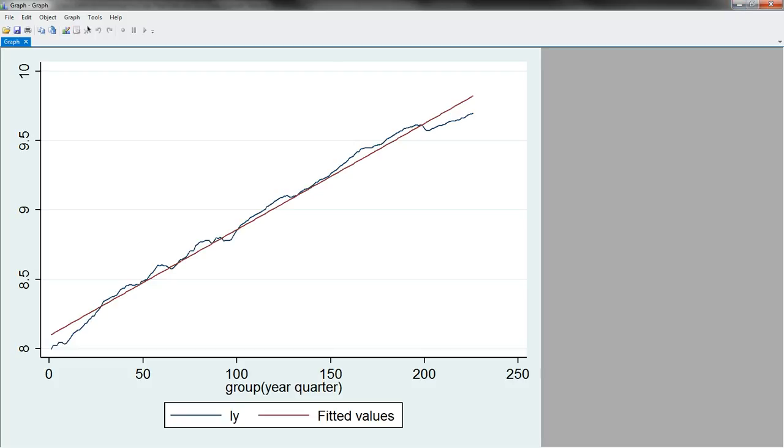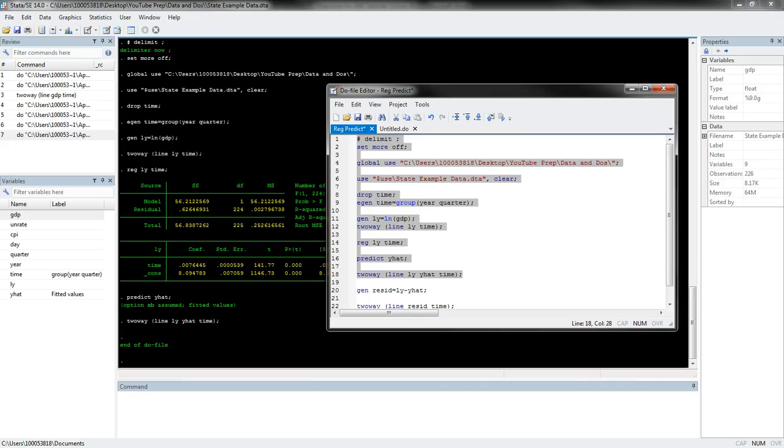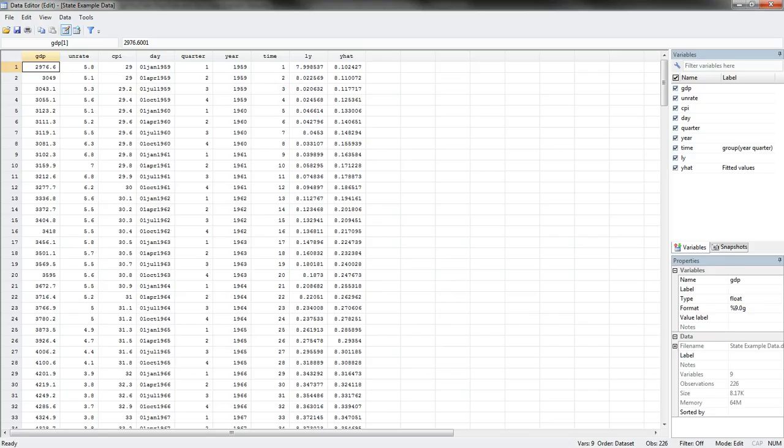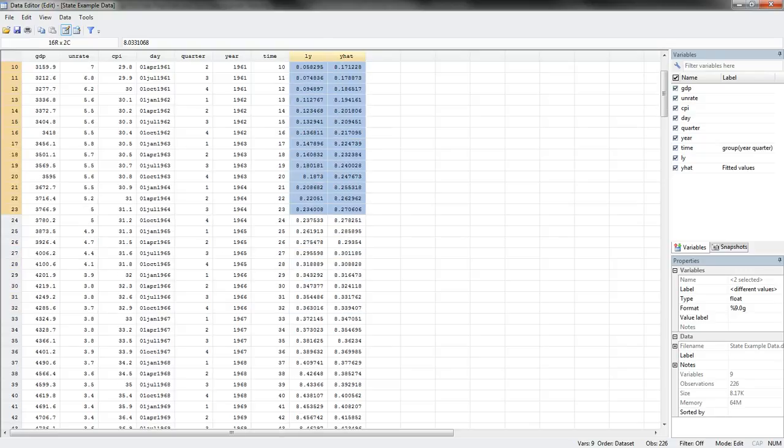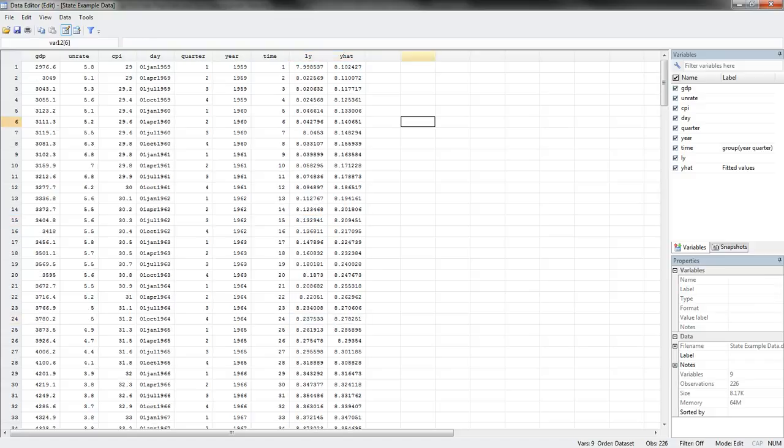Okay, so this is the fitted values, which is what we called y hat. If we go back into our data, we can see here's what y hat is, and this is the actual log of GDP. So we're graphing these two things over time, and we're fitting fairly close to the data. Not exact, but fairly close.